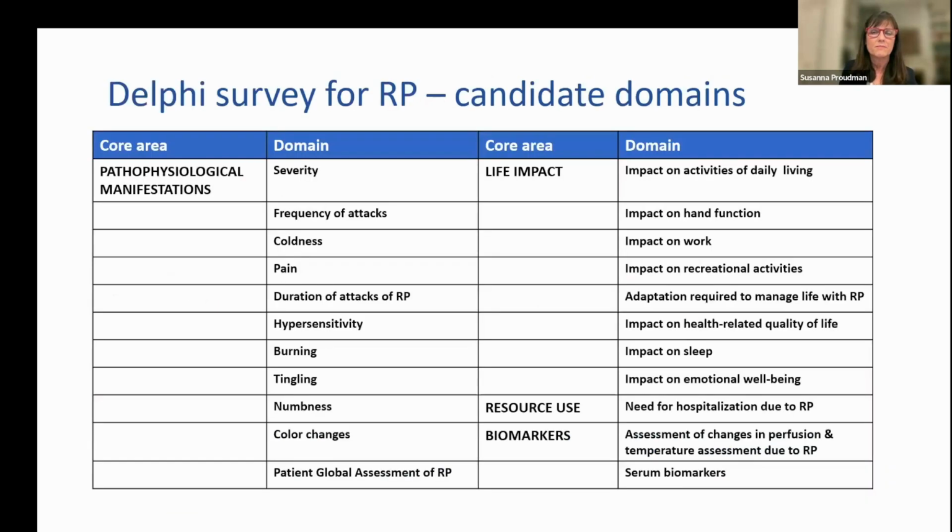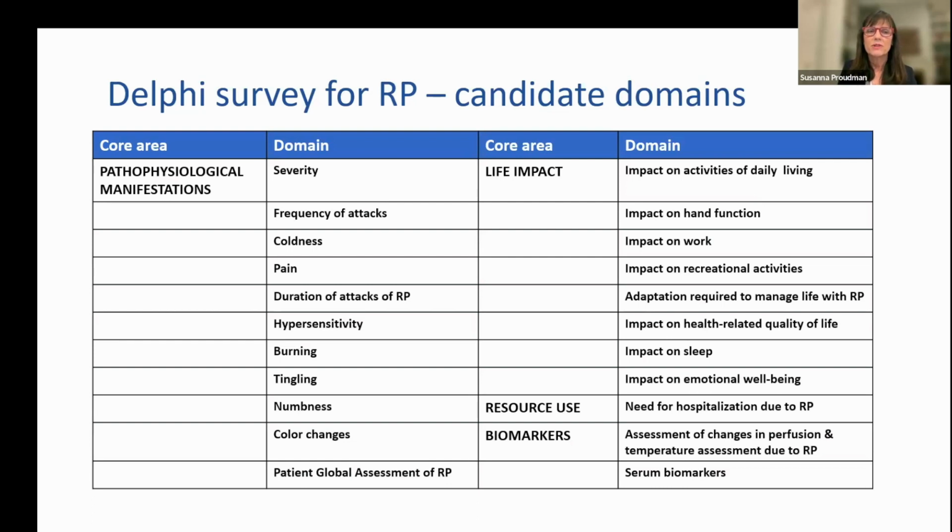Next slide. The candidate target domains included in the survey were categorised according to the OMERACT core domains. For Raynaud's phenomenon on this slide, the pathophysiological manifestations included a range of symptoms of Raynaud's phenomenon attacks and patient global assessment. Life impact included domains related to function, the domain termed adaptation to managing life with Raynaud's phenomenon, as we've heard described by John earlier, and health-related quality of life related to Raynaud's phenomenon.